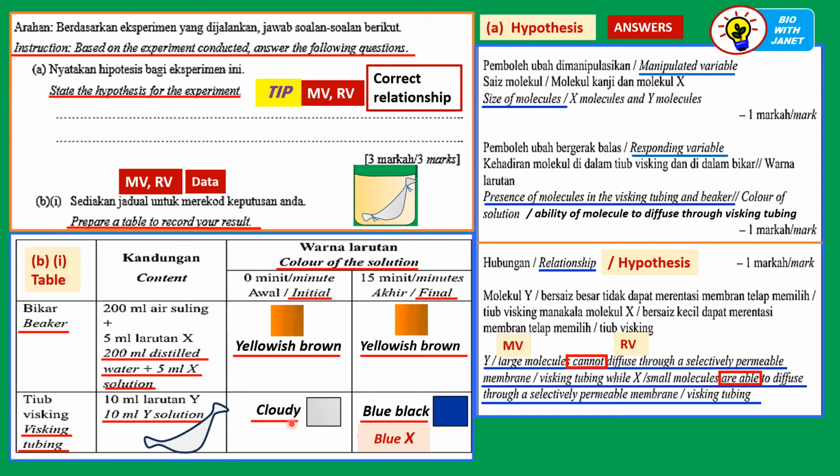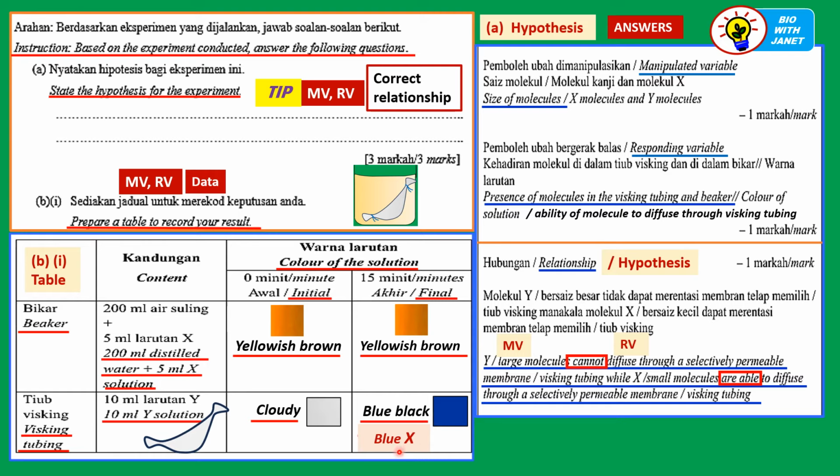Then the whisking tubing. In the whisking tubing, we have the starch suspension. Initially the color is whitish and cloudy, because it's a suspension. Finally, after 15 minutes, it turned blue-black. This is actually the test for starch using iodine. When starch and iodine react together, we get the blue-black color.